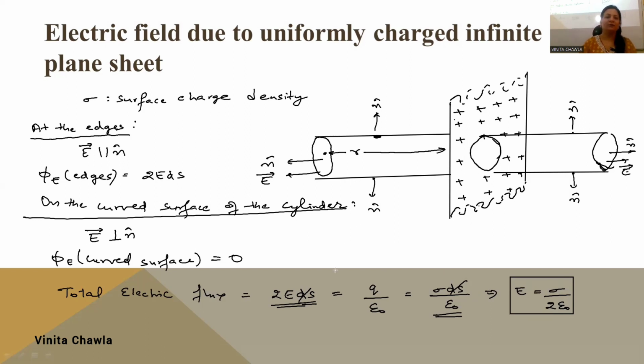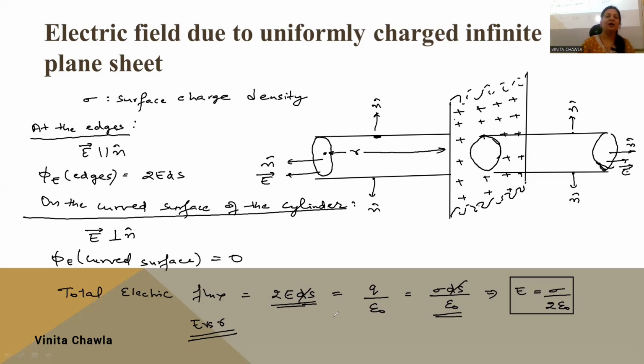Now we will draw the graph. Which graph will we draw? E versus R. Does this electric field intensity depend on the distance from the infinite plane sheet? No, it does not depend on R. It only depends on its own surface charge density. Yes, it only depends on sigma, its surface charge density, and epsilon naught is a constant. It does not depend on R.